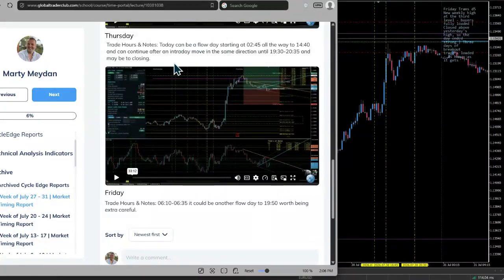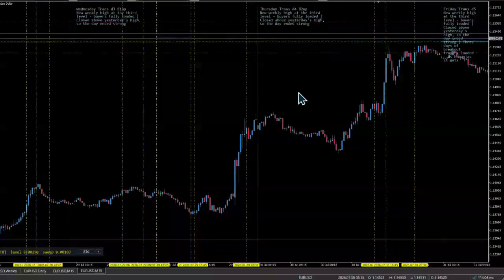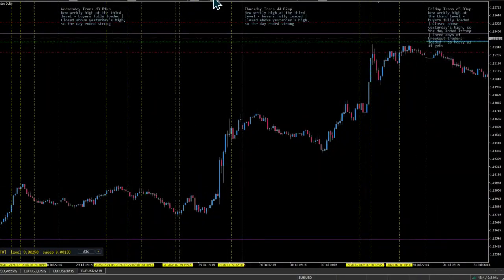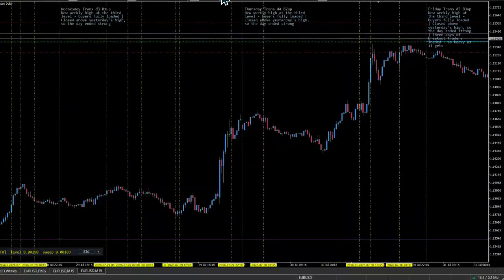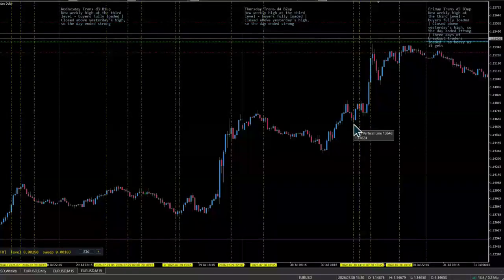Today can be a flow day, which flow day means we're just going one way. 245 all the way to 240. So let's do Thursday. 245 is there. Going all the way into 240 in the afternoon. Let's see where 240 is. Should be somewhere. 240, all right, so pretty much a bit of a pullback and going to the same place as it was before.